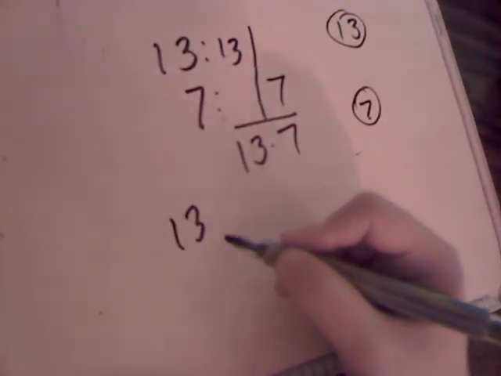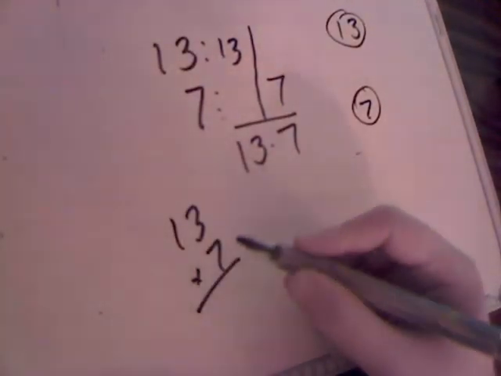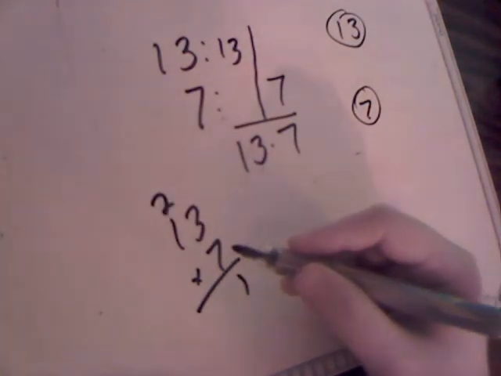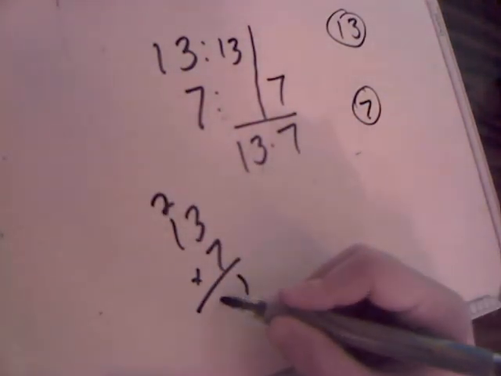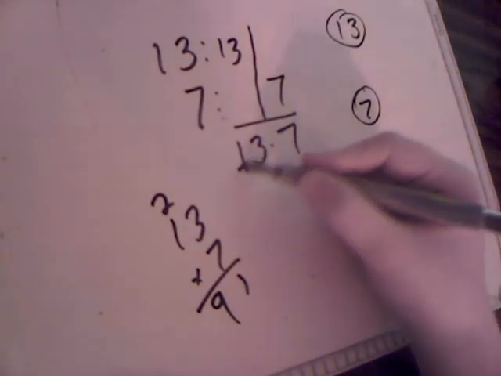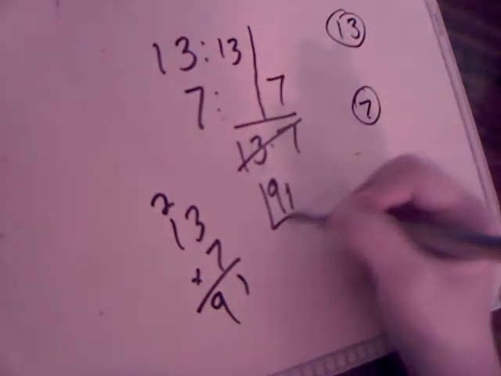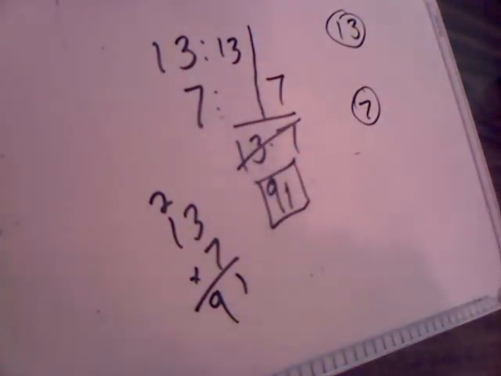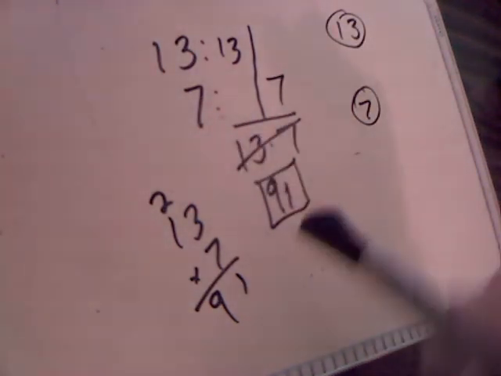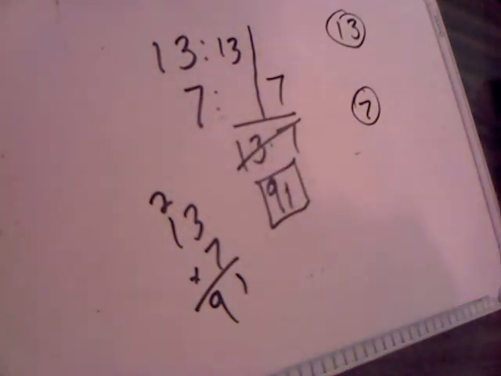Let's show our work off to the side here. 7 times 3 is 21. 7 times 1 plus 2 is 9. 13 times 7, 91 is the smallest number that 13 and 7 will both multiply into.